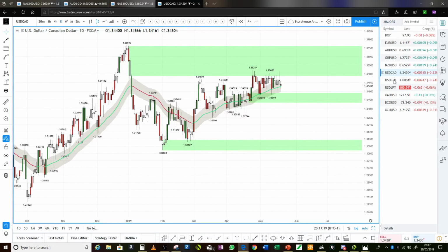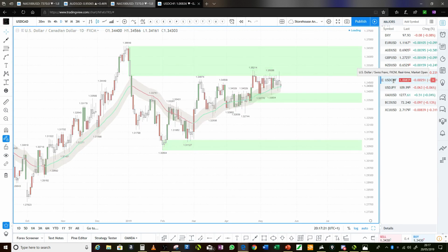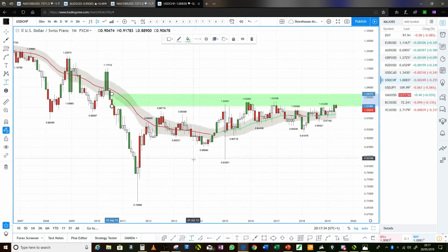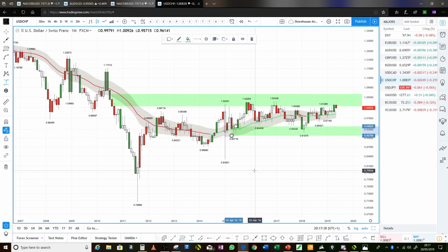Good. Let's go US dollar Swiss. And then we will go to the monthly chart to start. As you can see, this is a really flat market. If you wanted to go all the way to the left, that's the supply that's holding everything down, and around there is the demand that's holding everything up.